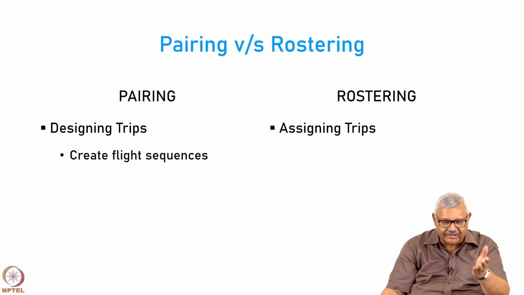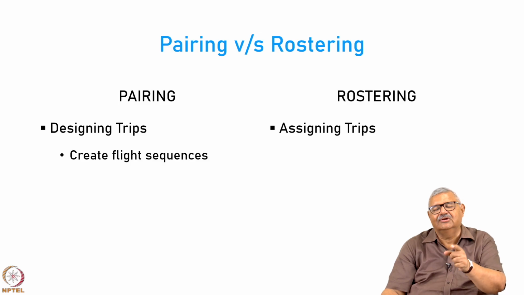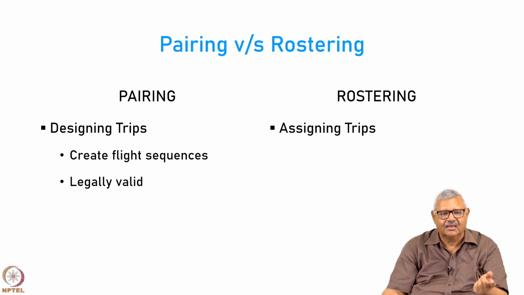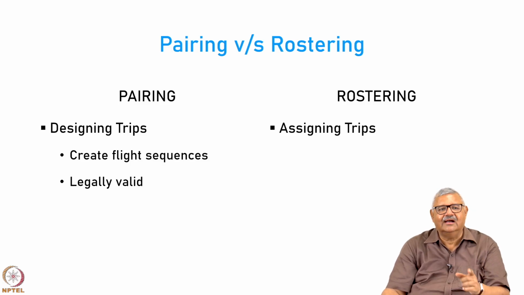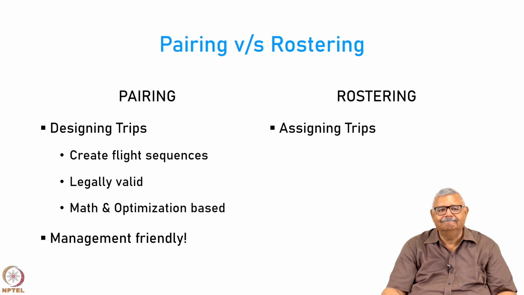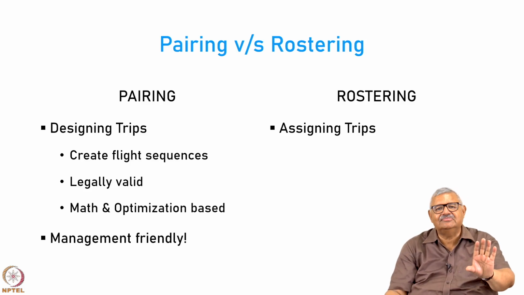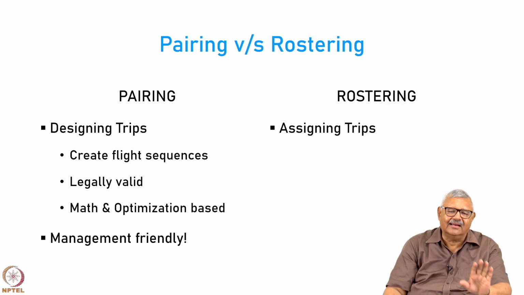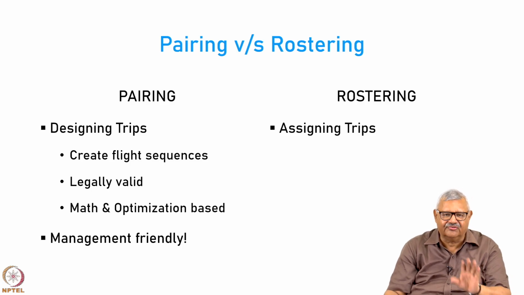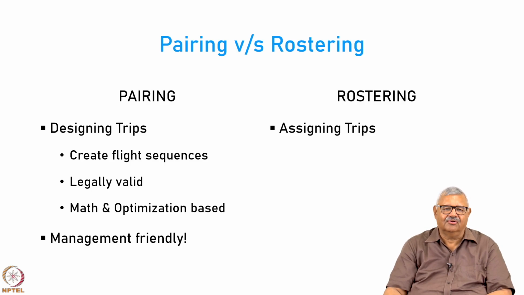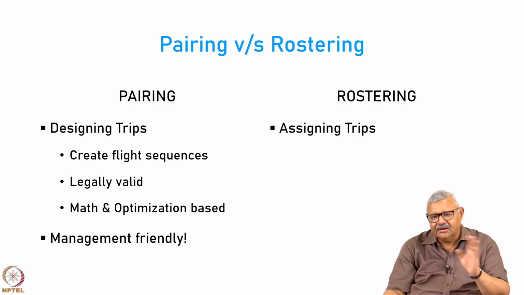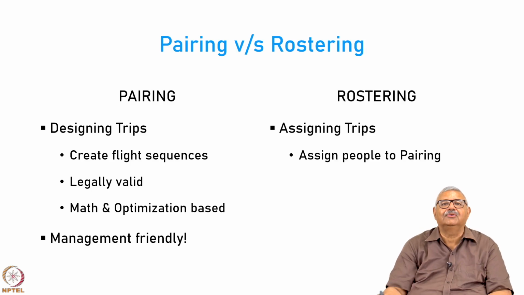So, in pairing, we create flight sequences: A to B, B to C, C to D, D to A. We are ensuring that the pairing is legally valid, and normally it is done using maths and optimization, and this is management friendly, which means the airline likes it because it is the least cost solution or it does not have many overheads. In rostering, you assign people to pairings.